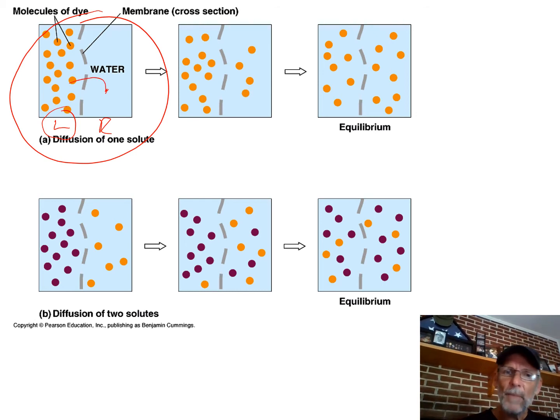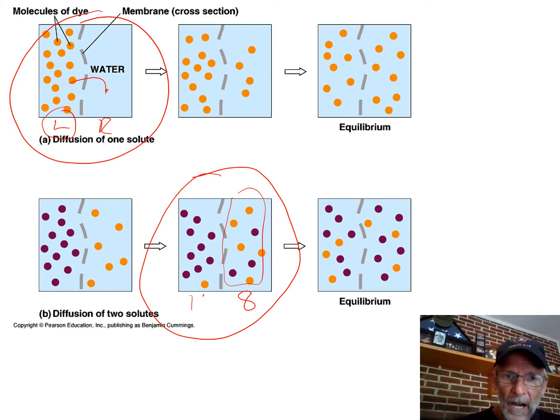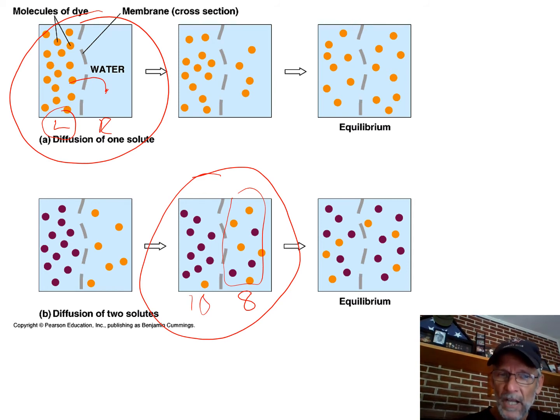Okay? How about this one down here? Hyper, hypo. Well, it's kind of even, but it's not exactly even, right? If you look at it and count, we got 8 particles over here in this much space, and in the same amount of space we have 10 if you count them. So which one's got more solute concentration? This one. So again, the left side here is hypertonic compared to the right side.